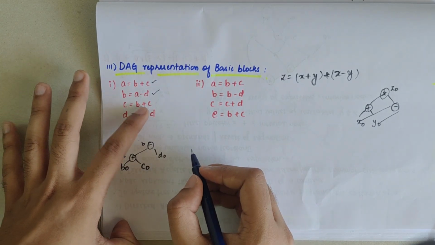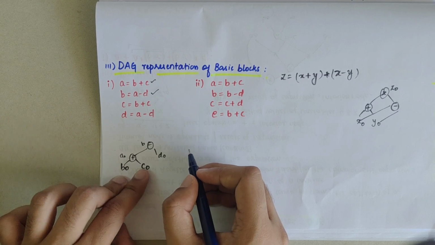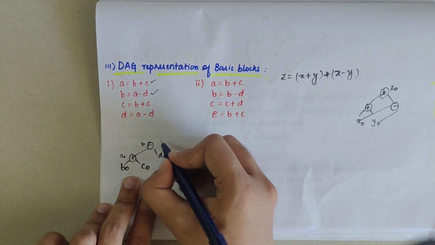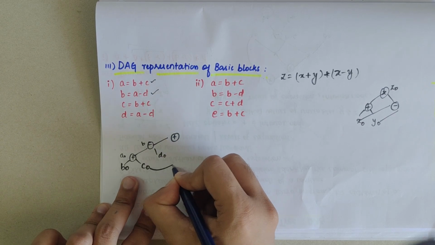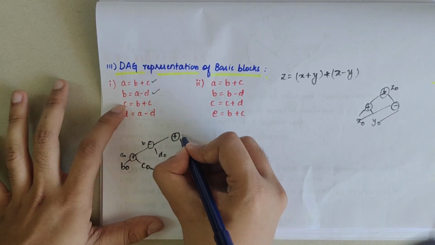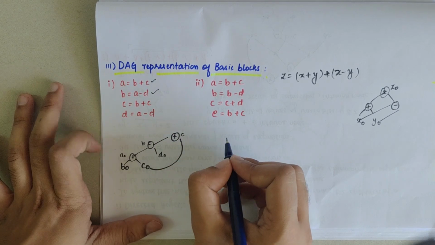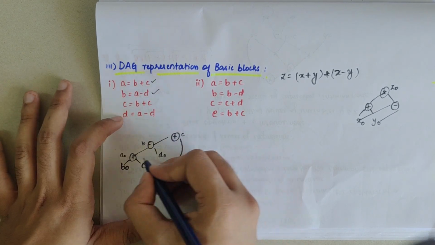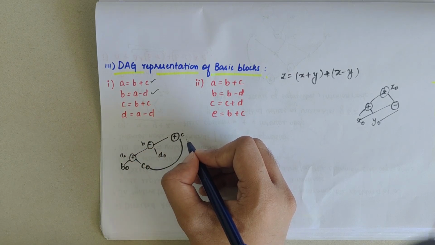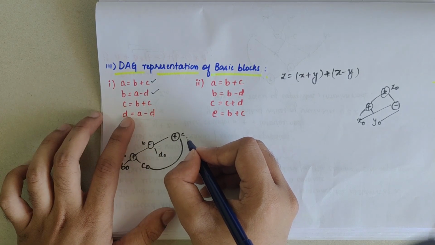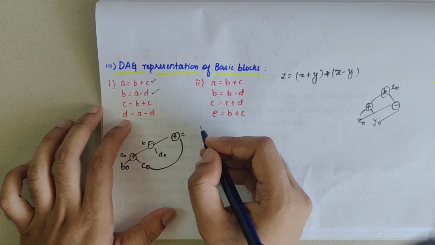Next I have c is equal to b plus c. So I have b here firstly, plus operation, and then c value is here. So c naught value is here, it is stored in c. Next I have a minus d. So a naught is already being used here, so I need to come up with a new a. So it will be stored in d.